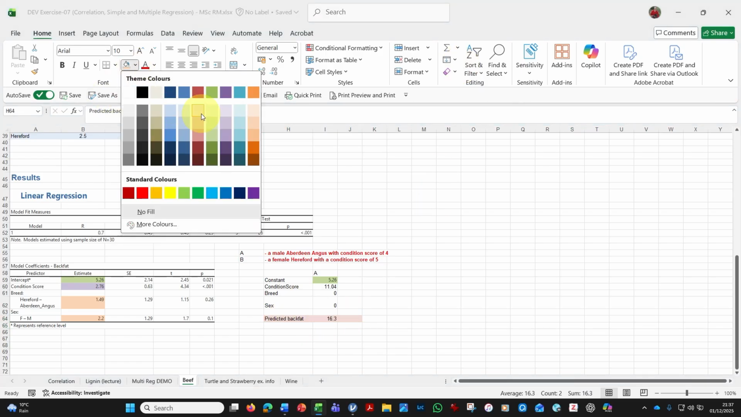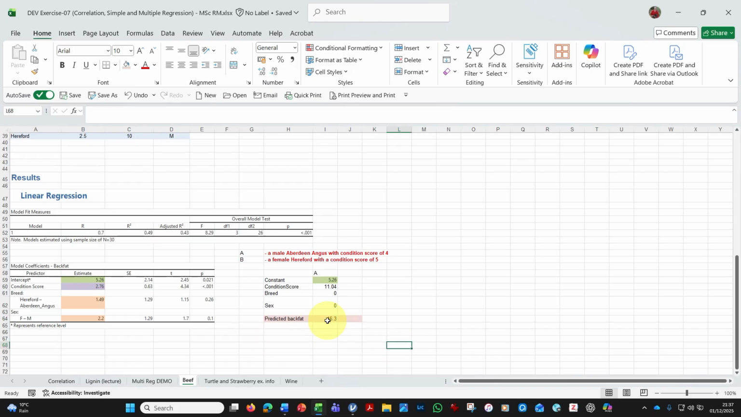I can make it nice and pink. So predicted back fat for A is 16.3. Nice. And for B, well, B is a female Hereford with a condition score of 5. The constant doesn't change. I can just copy that across. That's the same. The condition score is equal to the condition score estimate, this coefficient 2.76, multiplied by 5, because that's what we've got in our equation.